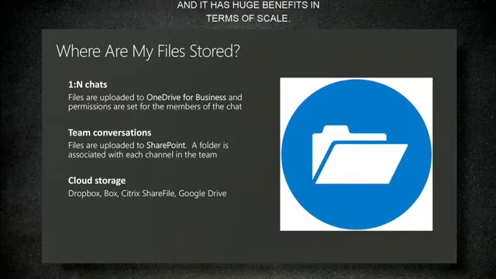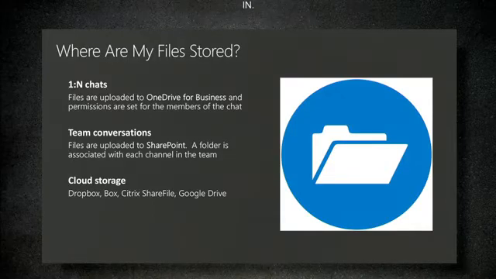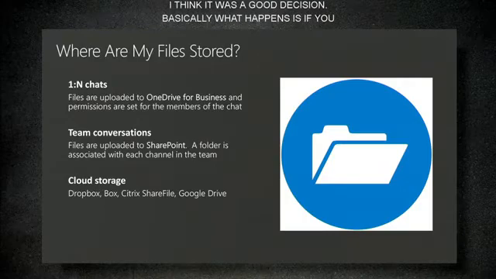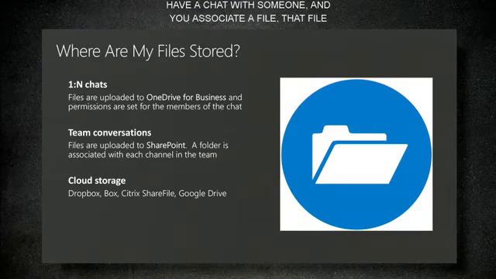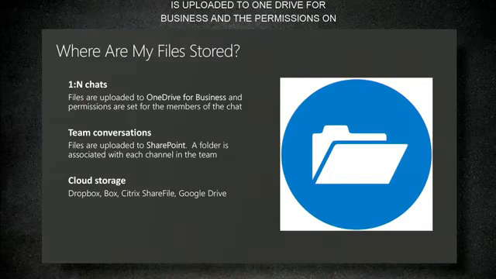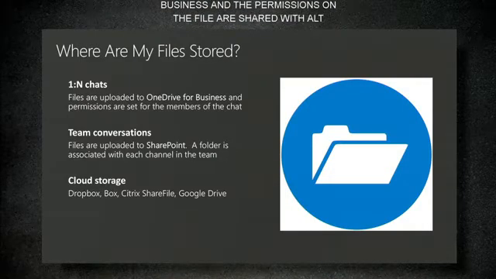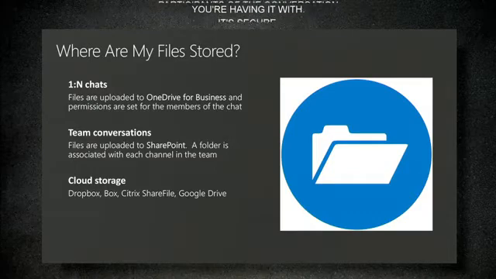So basically, if you have a chat with someone and you associate a file, that file is uploaded to OneDrive for Business, and the permissions on that file are shared with all the participants of the conversation you're having. So it's very secure. All the legwork of trying to do that manually is taken care of for you. It's very simple. You just upload the file and we take care of that.